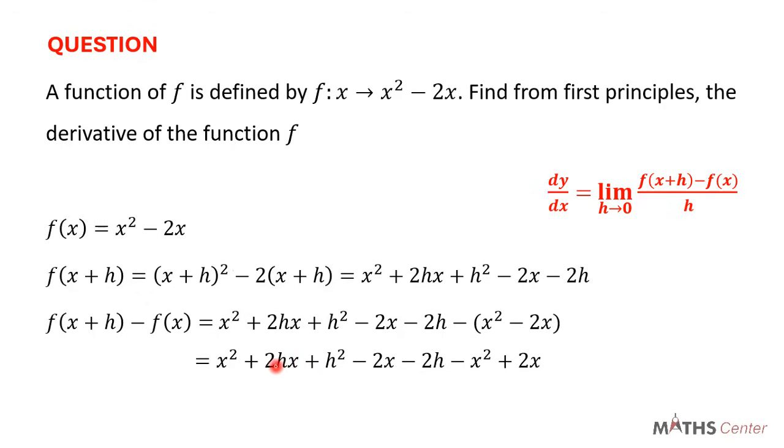When we do that, we have x squared plus 2hx plus h squared minus 2x minus 2h minus x squared plus 2x. There are some common terms that we can cancel. We have x squared minus x squared will be 0. Negative 2x plus 2x will be 0. And so we will be left with h squared plus 2hx minus 2h. So that's what we have for the numerator.